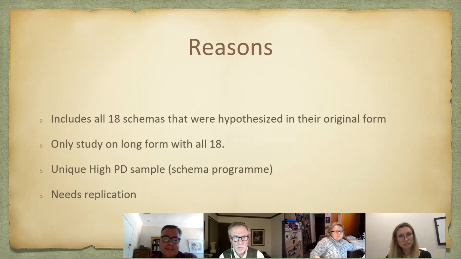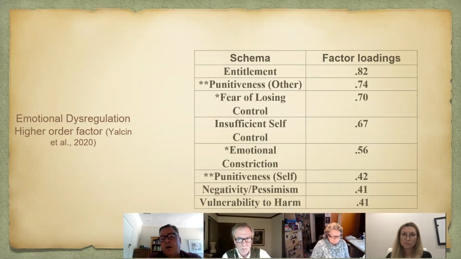That is another possibility. But what we think is other places need to see if they can replicate the results using the longer form in clinical samples with all 18 schemas. Then we'll see whether it's idiosyncratic or whether it really is something to consider. The last thing I would say is that if you have used the long form and you've got entitlement, punitive to others and fear of loss of control coming up, then clinically you can understand the presentation as this emotional dysregulation. If you only get elevation, say, on entitlement and insufficient self-control, then clinically you might say the major issue is just impaired limits. So that's how I would use the data.